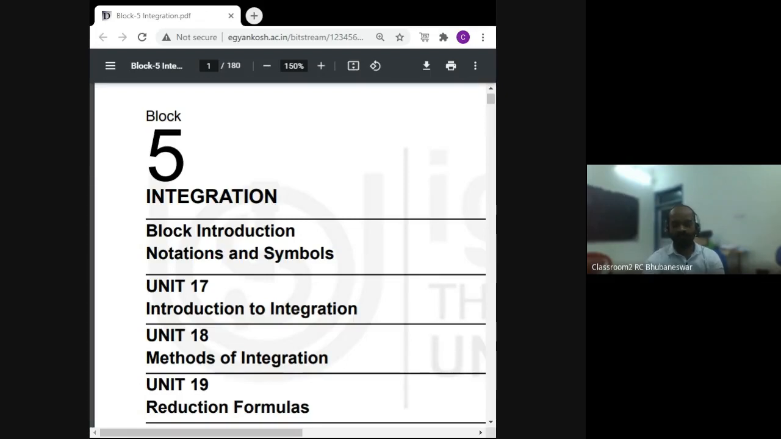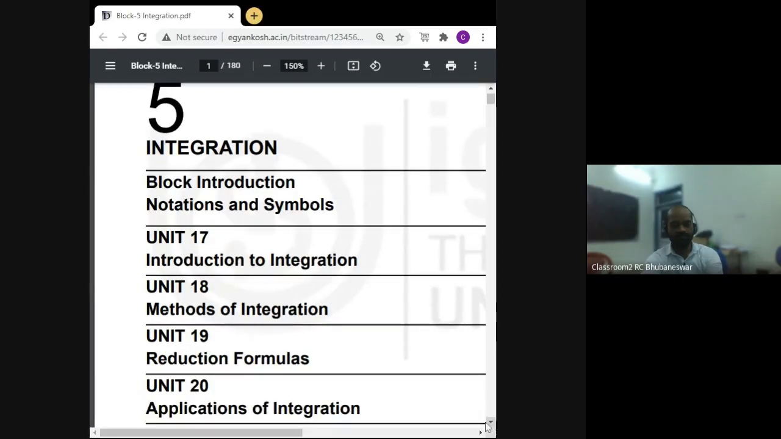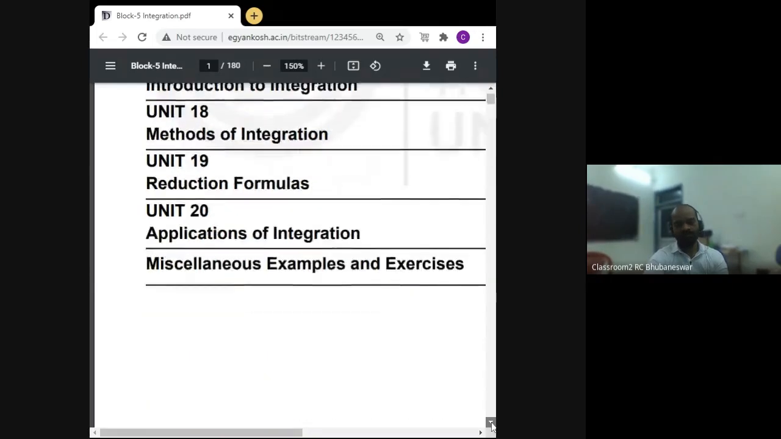In the first unit, we have to discuss the introduction of integration, then methods of integration, then some reduction formulas, and finally the applications of integration. So let us begin with the definition of integration, that is, the geometrical meaning of the definition of integration, and basically we are starting from the definite integral.